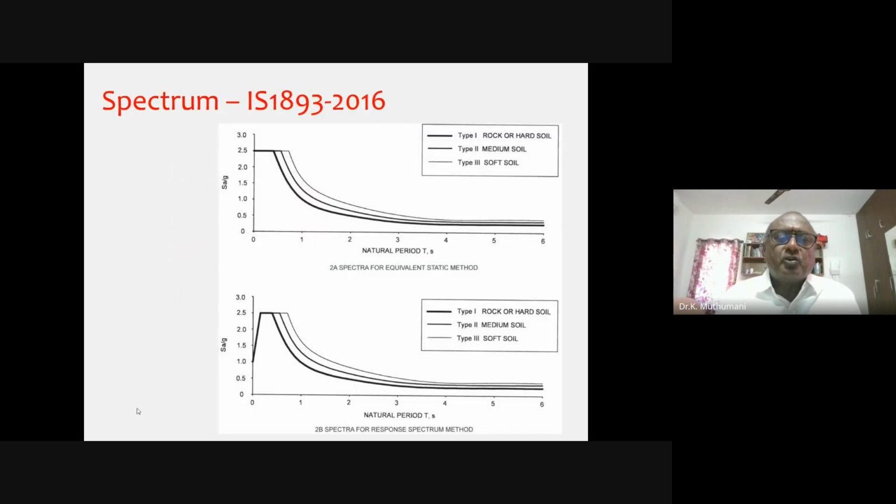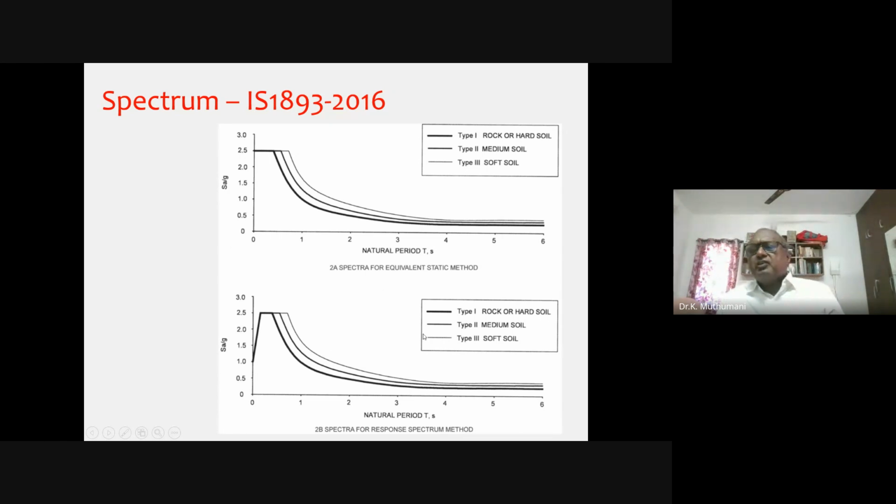See, this is the code given. We have two different spectra. One is for static load, another is for if you are going to do some dynamic analysis. In simple terms, this is nothing but Sa by g. The values you are looking for, Sa by g, are given here depending upon the natural period. Suppose you have a 10-story building, which may be approximately 1 second. So you have to go here, and there are three possible ways: rock or hard soil, medium soil, soft soil. Depending upon whichever soil type you use, you have to choose that number, and correspondingly the Sa by g values are to be taken. So the top one is for the static value, the bottom one is for the dynamic one.